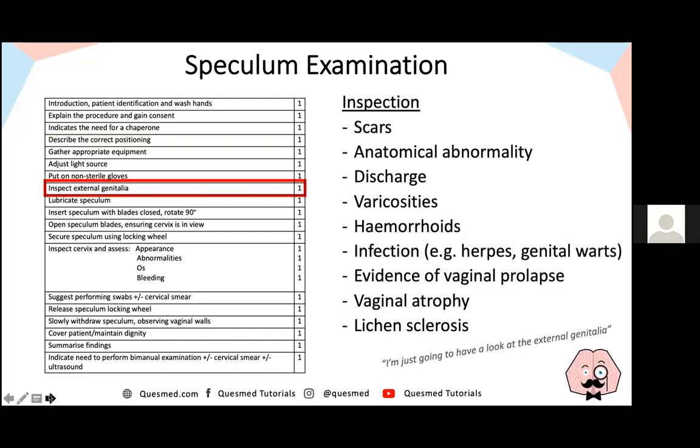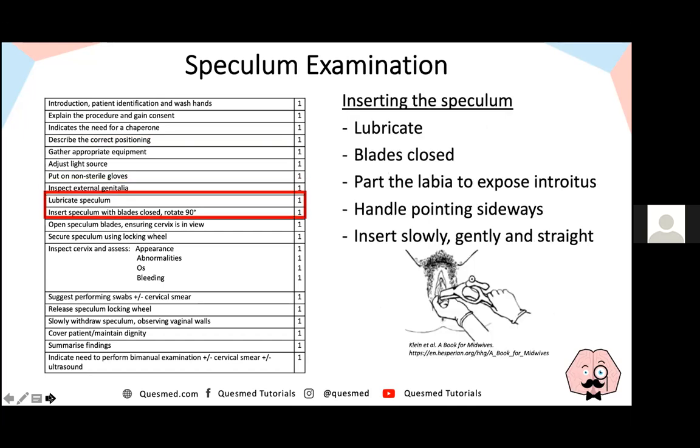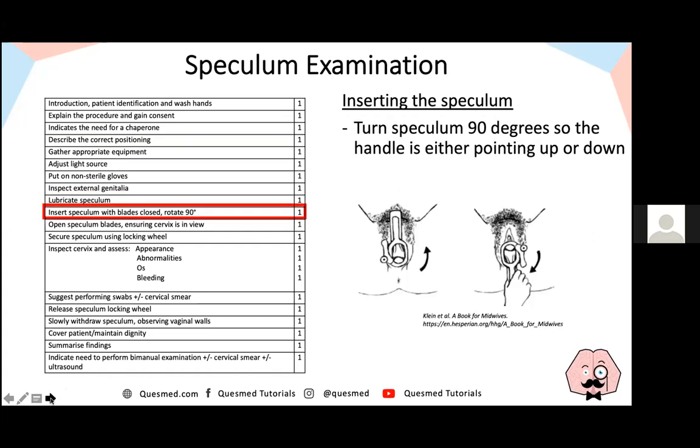And again, we start with inspection, and that is exactly the same as the bimanual. We're looking at the external genitalia, looking for any abnormalities. And we then proceed with inserting the speculum. So I use plenty of lubricant on a speculum. You insert the speculum with the blades closed, and I normally be sure to part the labia to expose the vaginal opening, the introitus, just so that you can avoid trapping the labia inside the blades, which can be quite painful. And you normally insert the speculum with the blades pointing kind of sideways, with the handle pointing to the side, and you can rotate the speculum once you are fully inserted.